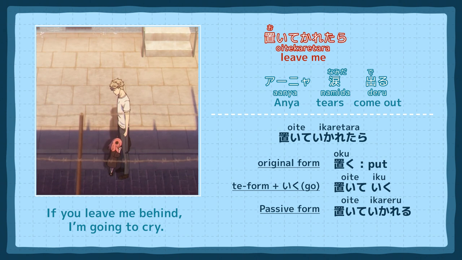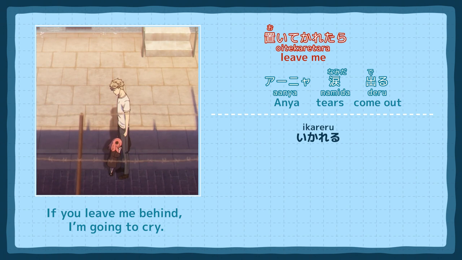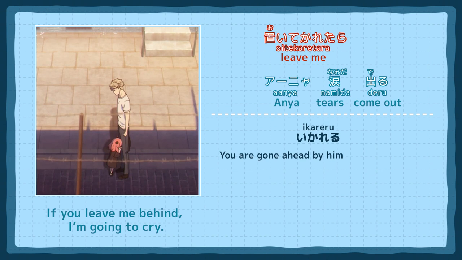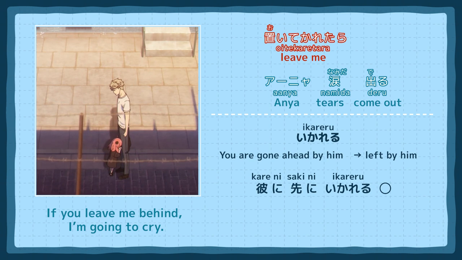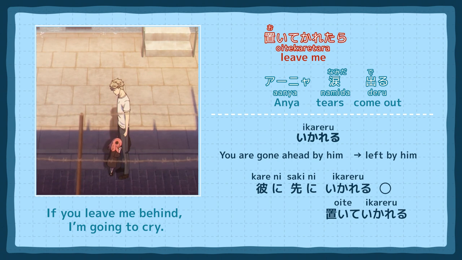行く, the passive form is 行かれる. The literal translation is you are gone ahead by him. In English, I think it doesn't make sense. Probably people say something like you are left by him. But in Japanese, you can say 彼に先に行かれる, he goes ahead of you, leaving you behind. Here, 置いて行かれる. By adding 置いて, it's clearer that she's left behind.